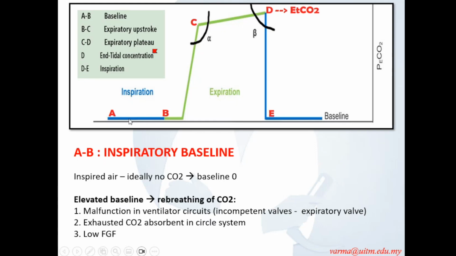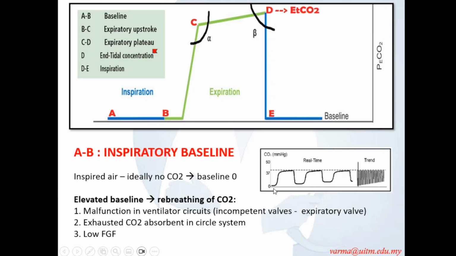Elevated baseline. Let's say this baseline is not 0, it is elevated. It means the patient is rebreathing carbon dioxide, a lot of carbon dioxide going back into the patient. Supposedly, in the inspiratory limb of your circuit, there shouldn't be any carbon dioxide. If it's there, it could be a malfunction in the ventilator circuit, an incompetent expiratory valve, an exhausted carbon dioxide absorption circle system, exhausted soda lime, or low fresh gas flow. You are using an ultra low gas flow where it is not enough to circulate or recycle the CO2. So this will cause an elevated baseline.